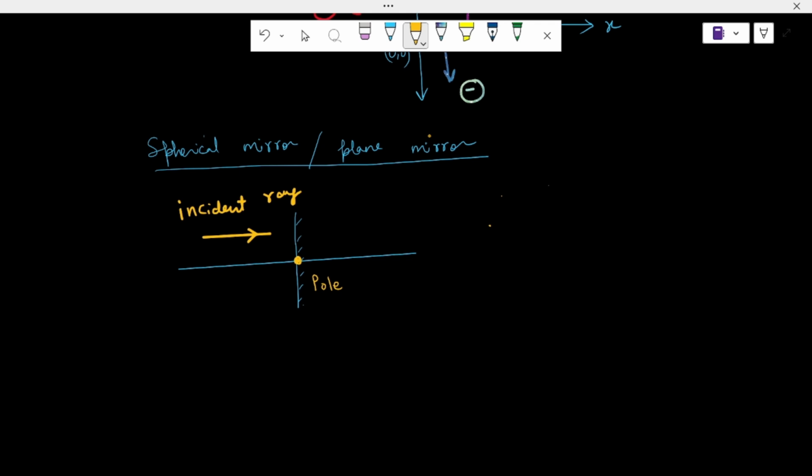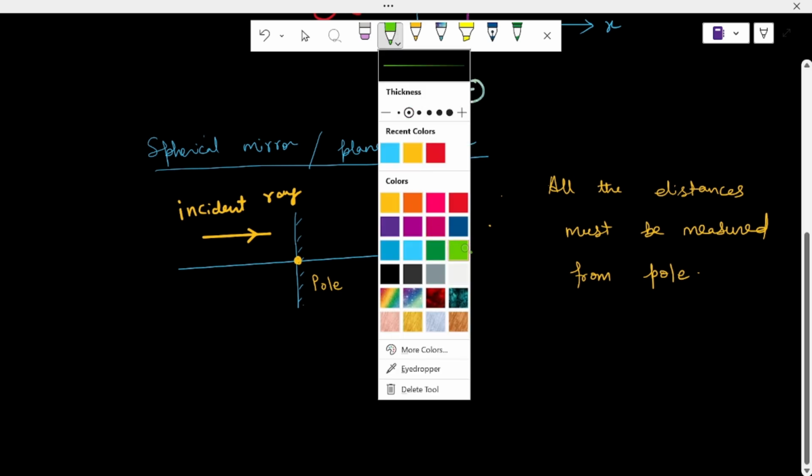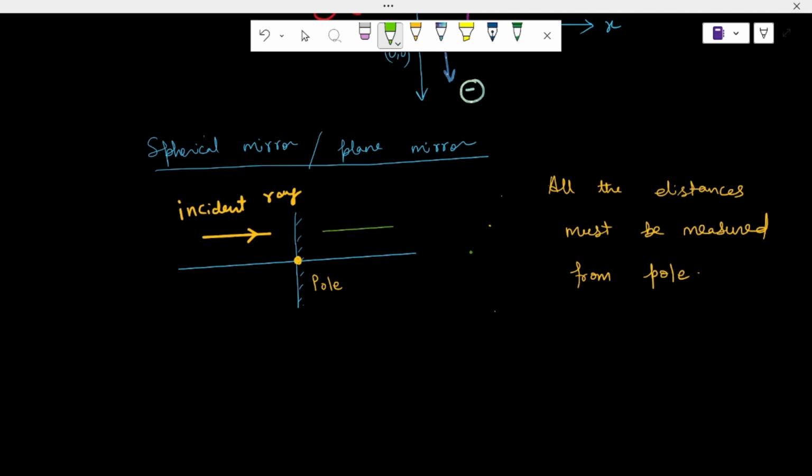The first rule in the sign convention is that all the distances must be measured from pole. It means pole is your 0, 0. Now in Cartesian sign convention we have positive x-axis and negative x-axis, but here we have incident ray. So if you are going in the direction of incident ray, it will be taken as positive.